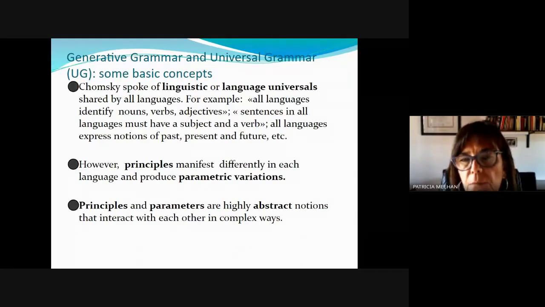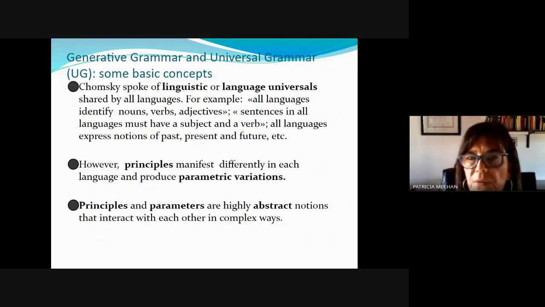And that is a mistake because I'm presenting language universals as exact synonyms of language principles. And they are not exact synonyms. They are very, very similar. In some cases, a language principle is a language universal, but not in all cases. I will give you an example.